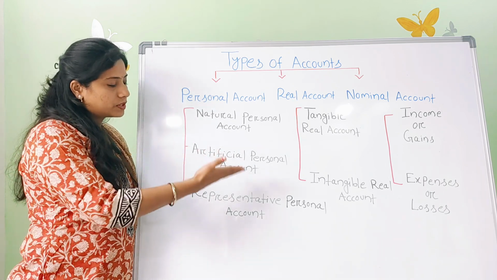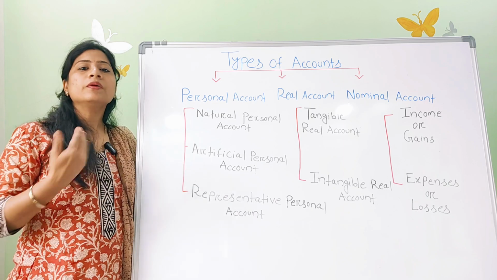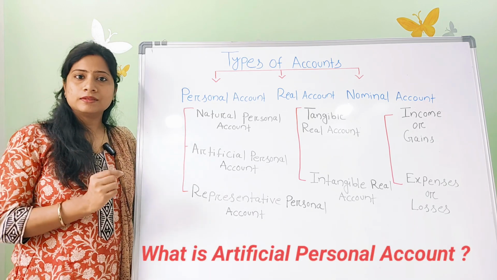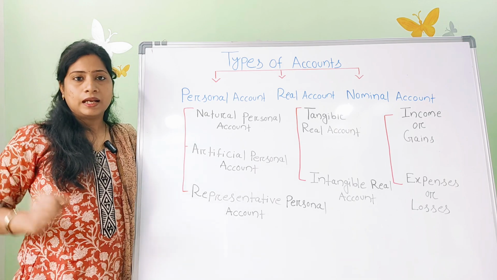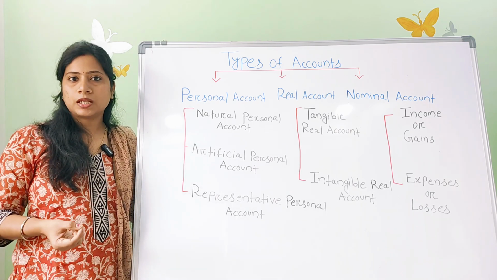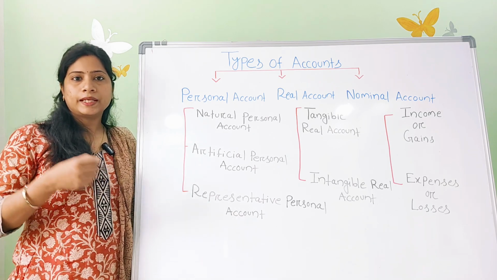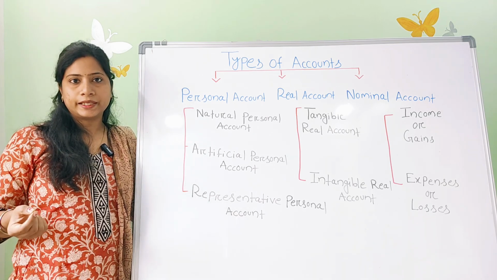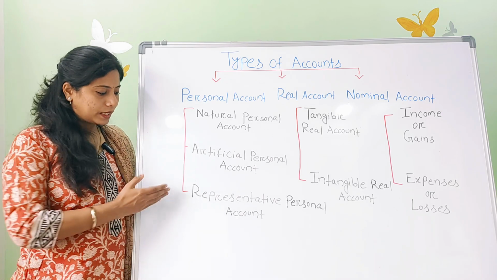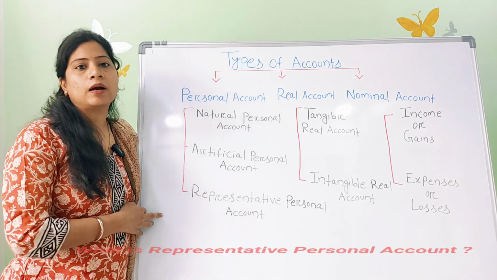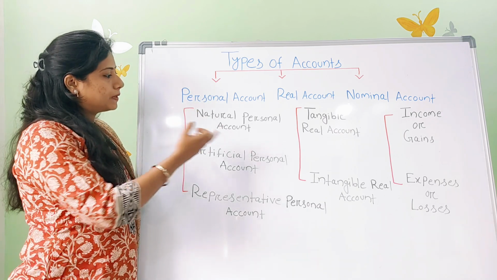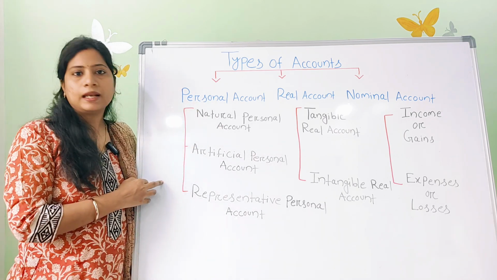Then next one is artificial personal account. Artificial personal account means which is not related to human beings but it is related to legal entities, for example any bank, State Bank of India, Punjab National Bank, or any company like XYZ Ltd, ABC Ltd, government bodies or corporation. The next one is representative personal account. Representative personal account represents both natural personal account and artificial personal account.